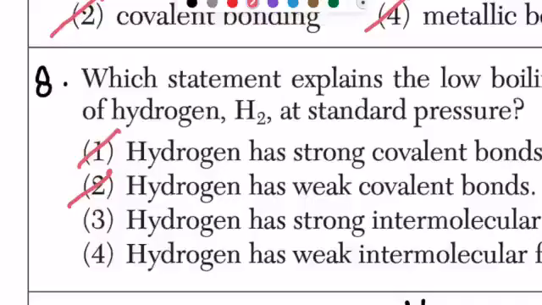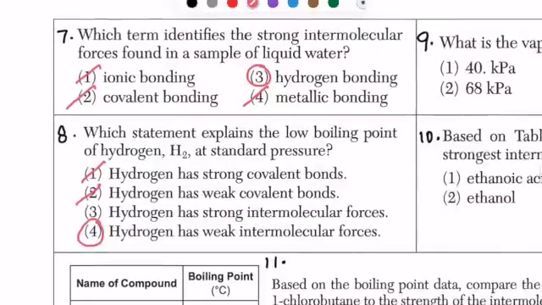So if something has a low boiling point, that means the intermolecular forces are weak. So let's make a note of that as well. Low boiling point means low intermolecular forces, because that means it is very easy to break those intermolecular forces and change the phase.